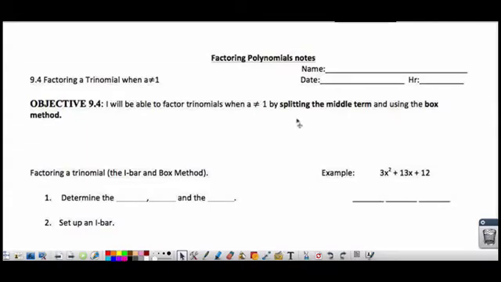Okay, welcome to 9.4, factoring a trinomial when a does not equal 1. So I'll be able to factor a trinomial when a is not equal to 1. And so this is going to be, a's bigger than 1, by splitting the middle term and using the box method. So it starts off a lot the same when you compare it to factoring when a does equal 1, but then it's going to change.